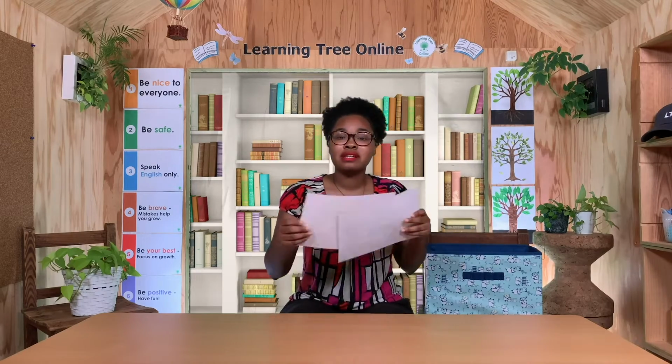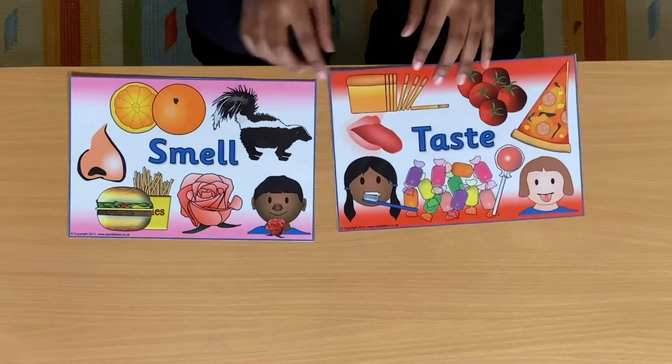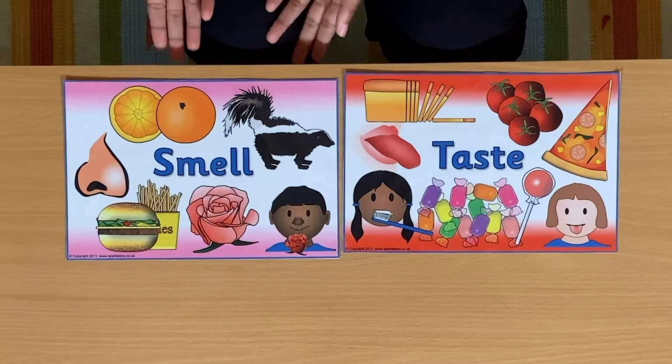Okay, so next we're going to talk about smell and taste. Well, why are we doing 2 at one time? That's because these 2 senses go great together. So first, what do we use to smell? Our noses. So let's say I can use my nose to smell. One more time. I can use my nose to smell.